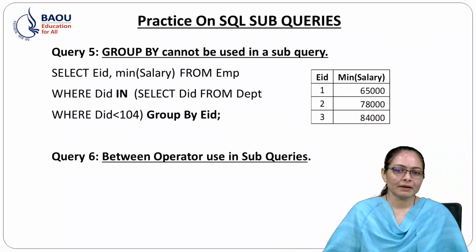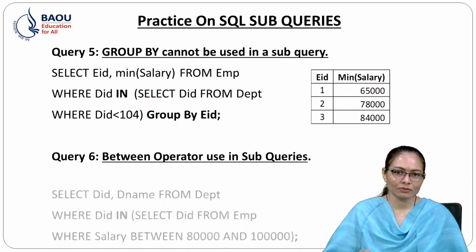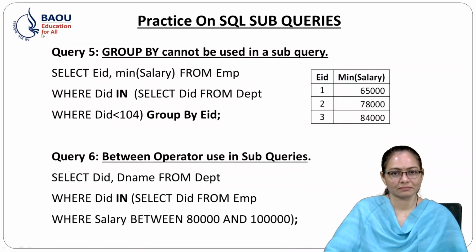Now, the between operator used in a subquery. How to use the between operator? See, select DID comma DName from the department where DID in, in the bracket, this. How to use the between operator in a subquery? Like this: where salary between 80,000 and 1 lakh. So it will display the employees with salary between 80,000 and 1 lakh.